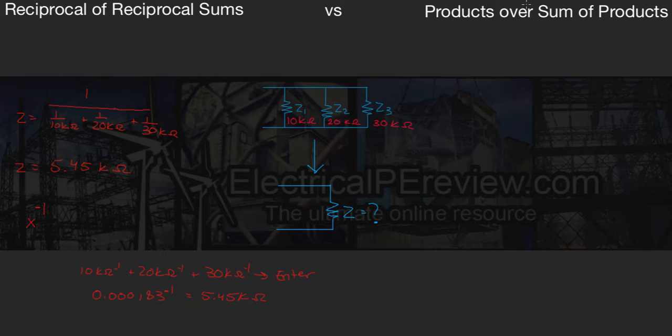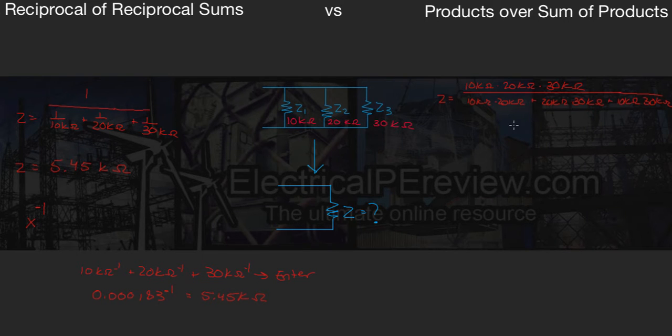So I want to do the same thing, but I want to do products over sum of products just to show you that we're going to get the same answer. So over here, I can say this is the same as Z equals 10 kiloohms times 20 kiloohms times 30 kiloohms. That's the products. And then we're going to take the sum of products. So we're going to have 10 kiloohms times 20 kiloohms plus 20 kiloohms times 30 kiloohms plus 10 kiloohms, oops, running out of space here, times 30 kiloohms.